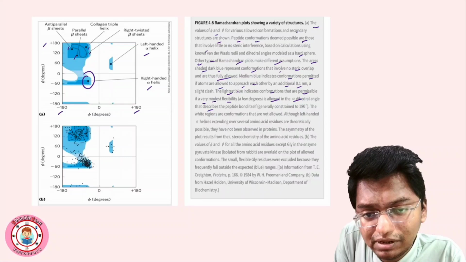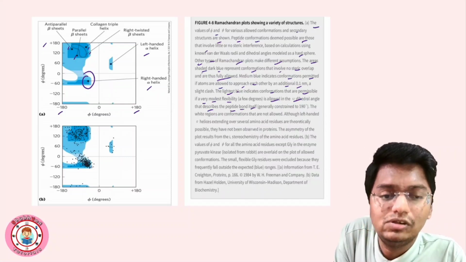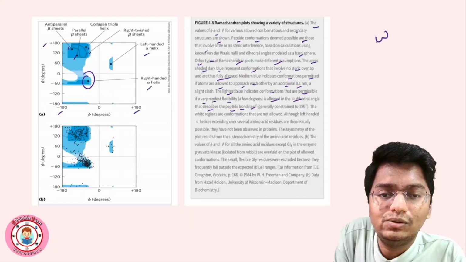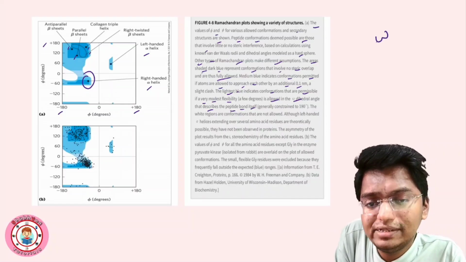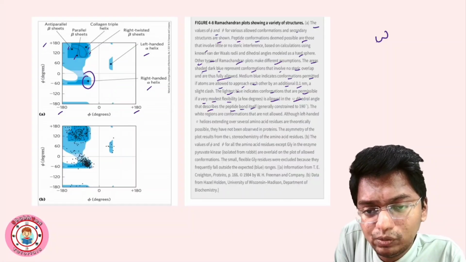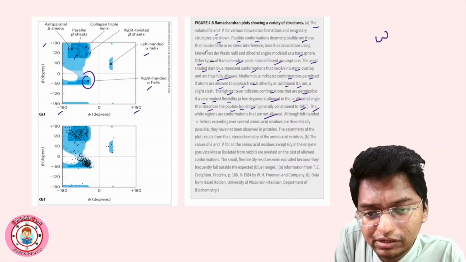That describes the peptide bond itself. So along with phi and psi, there is also the omega angle. Okay, that is basically the peptide bond itself. Generally constrained to 180 degrees. Okay, and the white regions are conformations that are not allowed. That is the white.